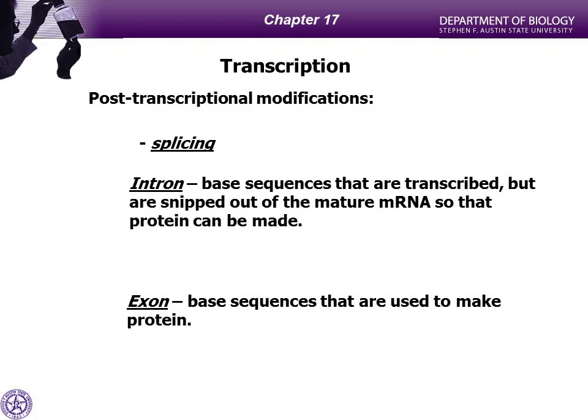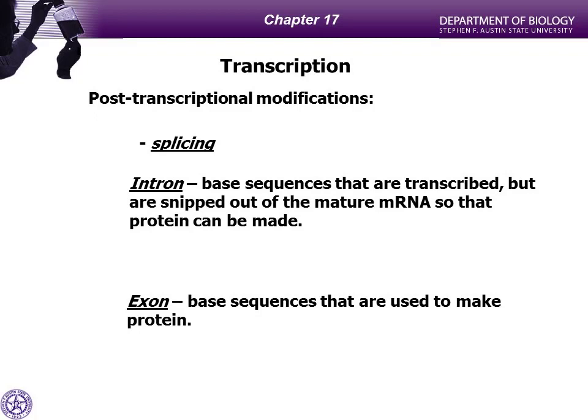So before we can put the full code back together and use it to make a protein, we've got to get rid of the junk. And the junk being introns, we have to cut out the junk and glue the exons together into our mature final copy of the code that we're going to use to make our protein.